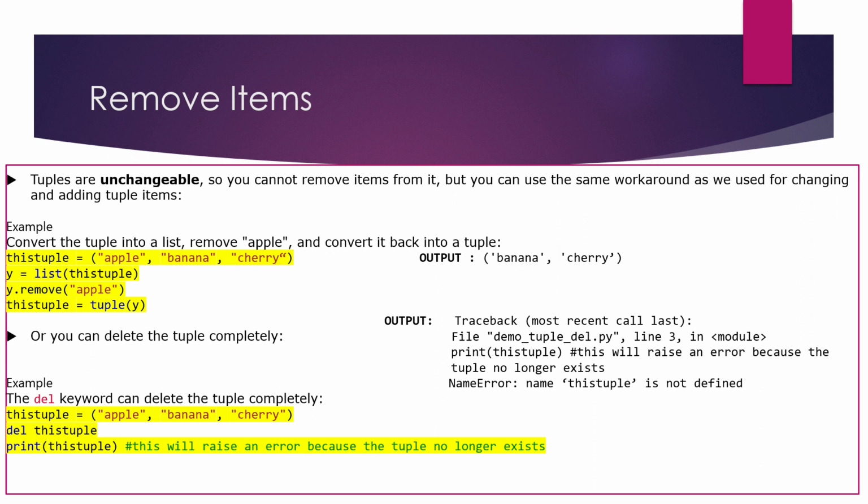You can see in this example, this tuple contains apple, banana, cherry, and y is equal to a list. This tuple we change into a list, then we y dot remove apple, so we are removing apple from the list, then we are changing the list into a tuple, and the output will be banana and cherry since we removed apple. Now the same thing, you can delete the whole tuple, but when we print it, it will not show because this tuple no longer exists.